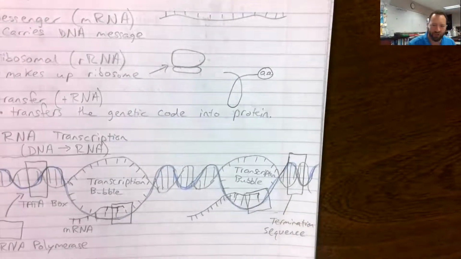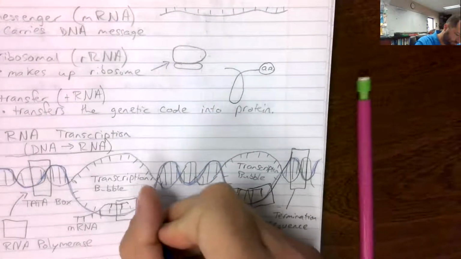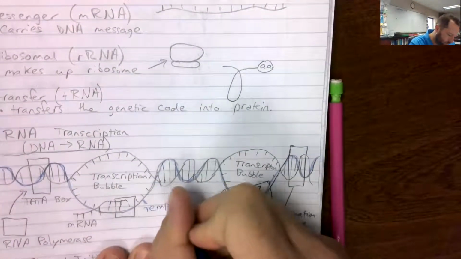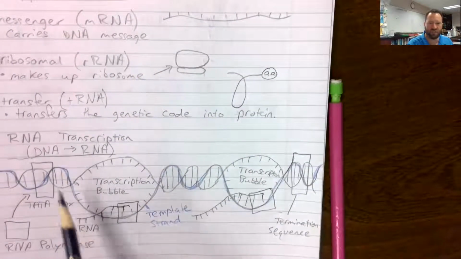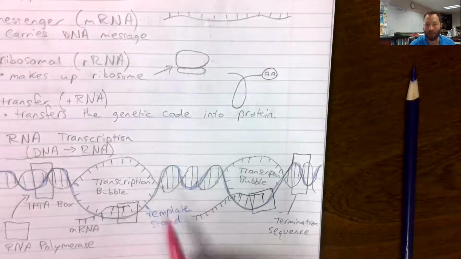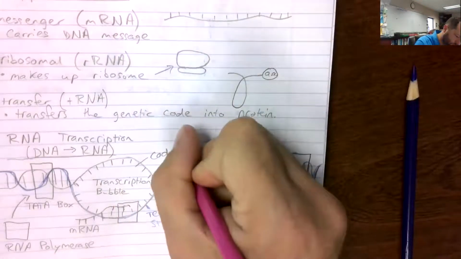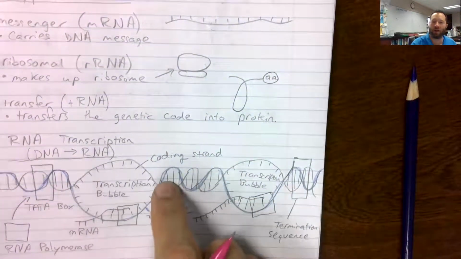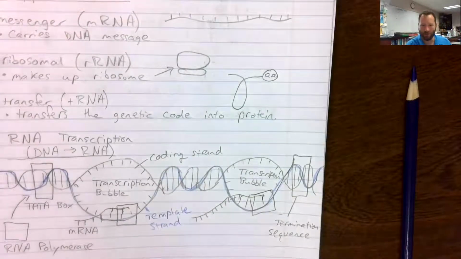Now, while we're here, I'm going to add a few things I noticed I forgot to add. If you remember, I colored the strands a different color to really make them stand out. Well, that blue strand, the one that's being copied, is the template strand. Whereas the one that's not being copied, interestingly enough, is called the coding strand. And if you think about it, it should make sense.